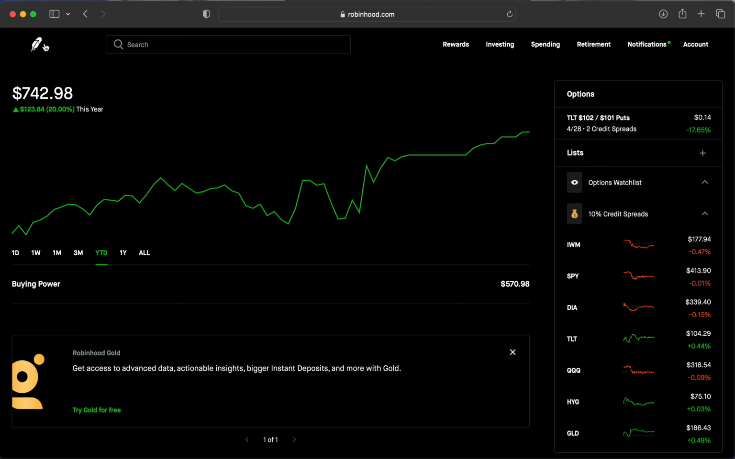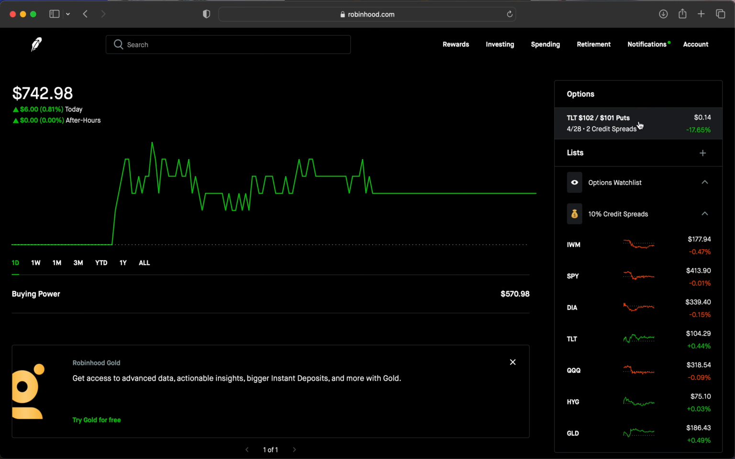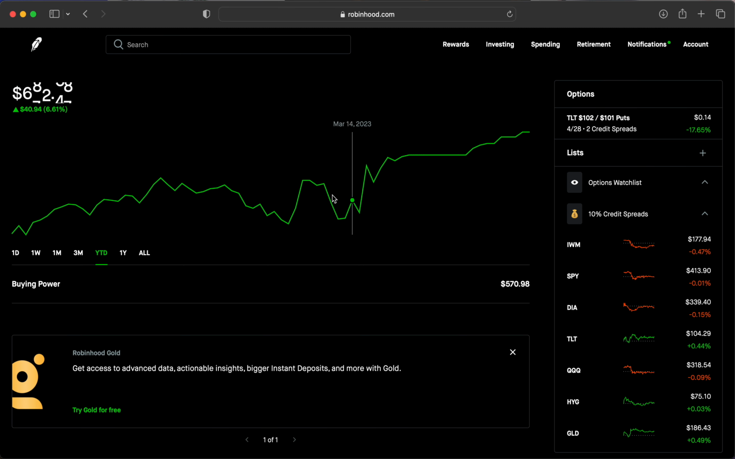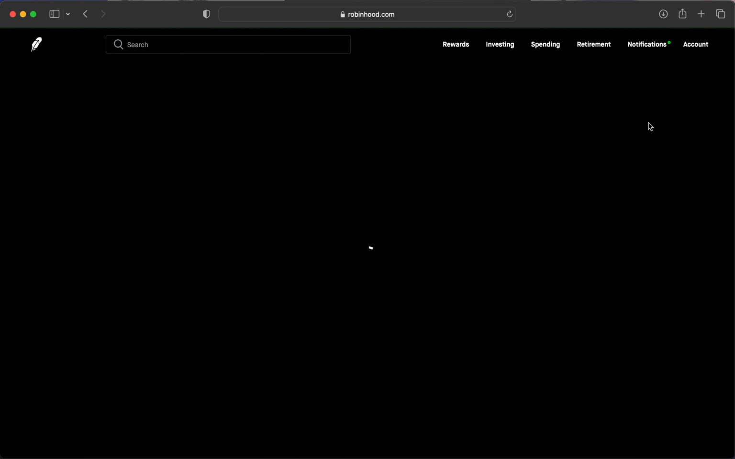on your dashboard. You can visit the dashboard by clicking on the logo and seeing what all is going on with your portfolio, and also here in your positions section, where if you have stock, it'll show stock first and then typically options later. You have options right here. You can see I have a TLC 102-101 put credit spread on right here. Let's say I want to close this.